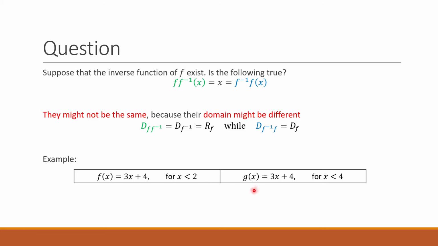Just a quick example. Suppose you have two functions f and g. They share the same formula, 3x plus 4. But one has the domain x less than 2, and the other has the domain x less than 4. Because of this difference in domain, we say that these two functions are not the same. So just remember.